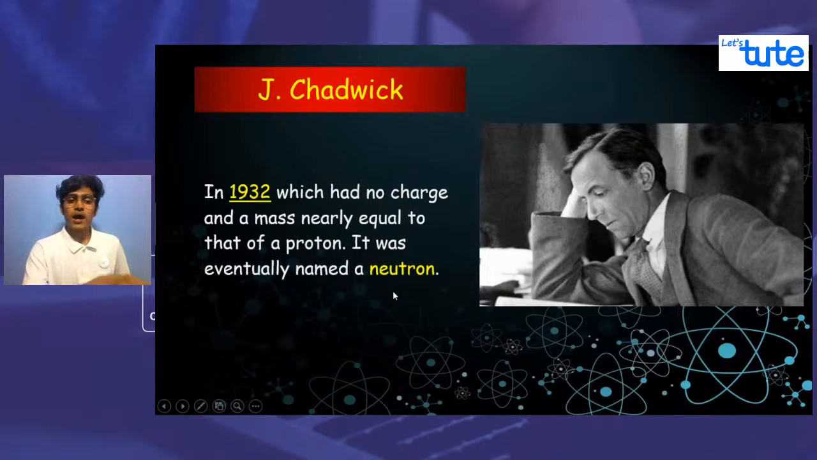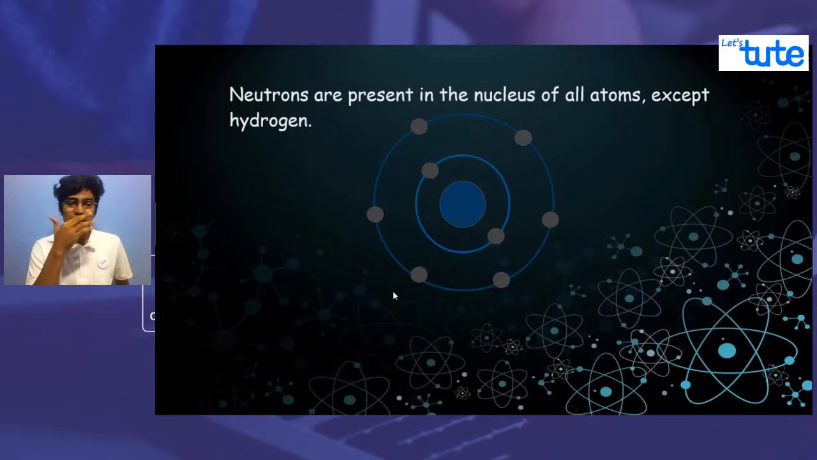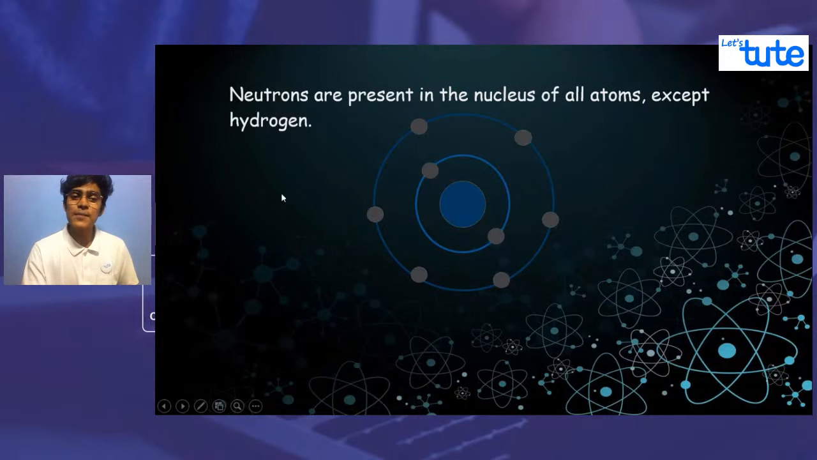So this was about J. Chadwick, and he said that neutrons are present in all atoms except for hydrogen. This is general knowledge, and it can come as an MCQ or a one-liner in your exam. So this is a very important thing: except for hydrogen, all other atoms have neutrons present in their nucleus.